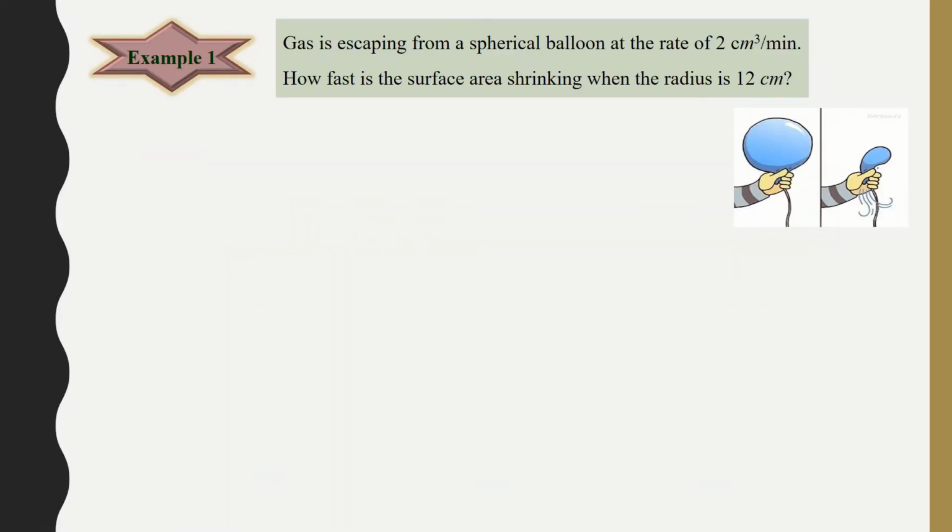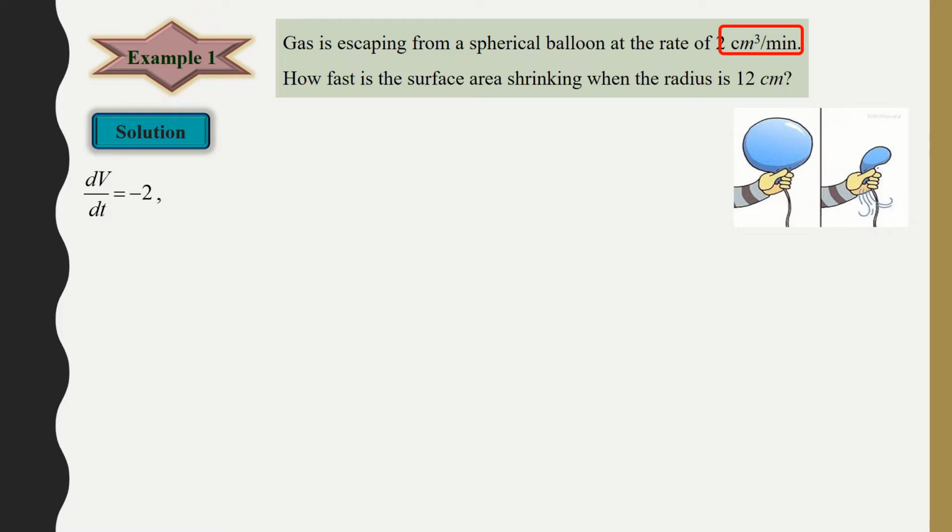Let's look at example 1. Gas is escaping from a spherical balloon at the rate of 2 cm³ per minute. How fast is the surface area shrinking when the radius is 12 cm? The information given in this question is the rate of 2 cm³ per minute. Cubic centimeter involves volume and minute involves time t. So the rate of 2 cm³ per minute is dV/dt = -2.